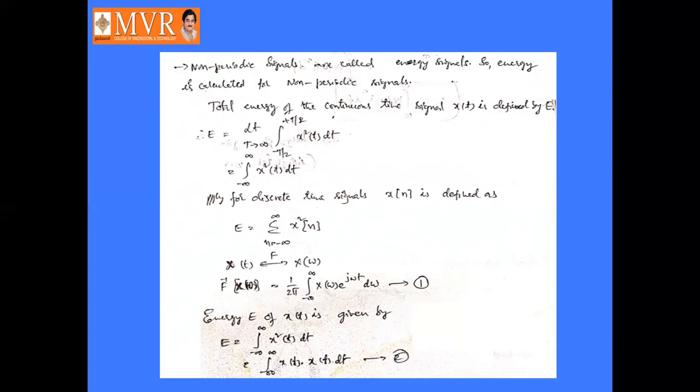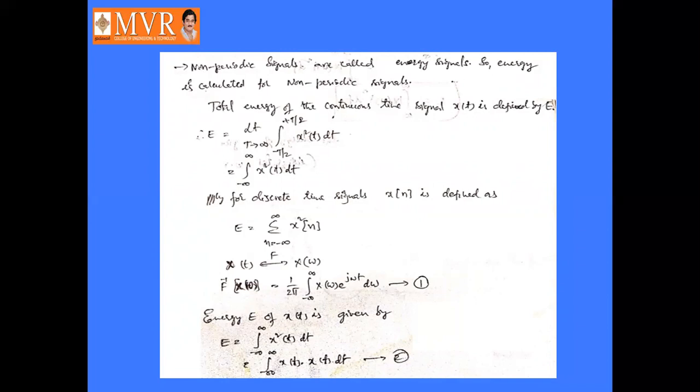Similarly, for discrete time signals x of n, energy is defined as E equal to sigma n equal to minus infinity to infinity x square n. Now the Fourier transform of x of t is X of omega. Then the inverse Fourier transform of X of omega is nothing but 1 by 2 pi into integral minus infinity to infinity X of omega e power j omega t d omega. That is equation number 1.